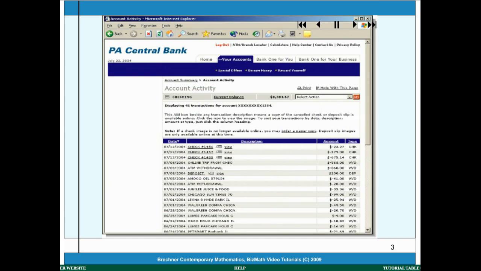Another way to retrieve checking account information is to access it via Internet banking or phone banking. This sample of Internet banking reflects the activity in the checking account over a time period specified by the account holder via a menu option.